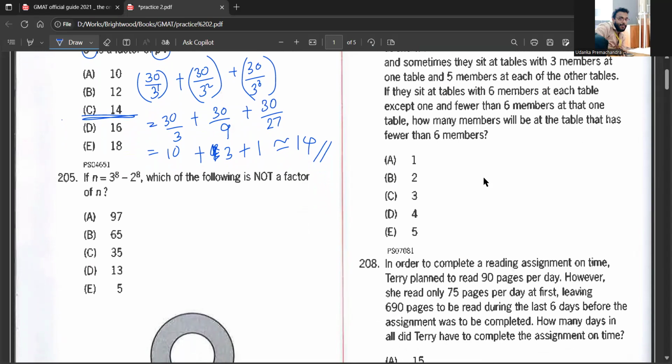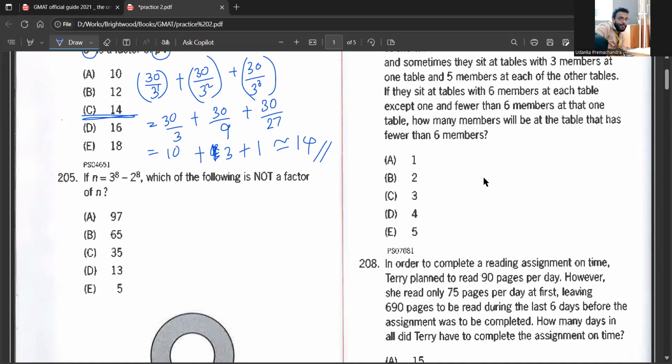If n equals 3 to the power 8 minus 2 to the power 8, which of the following is not a factor of n? They are asking for a number that is not a factor of n. How do I get it? n is 3^8 minus 2^8. How to write that one?